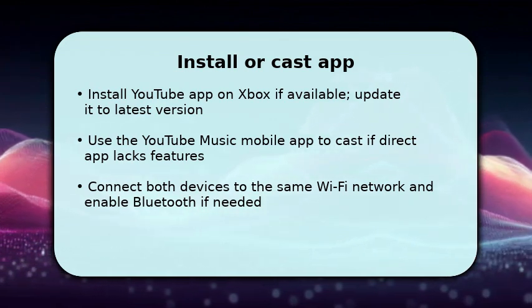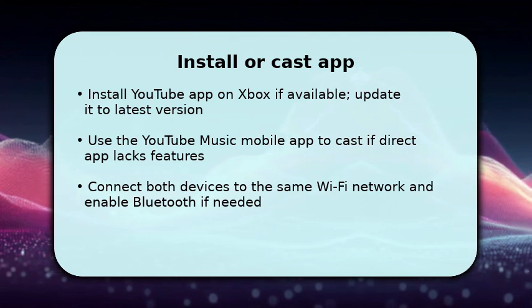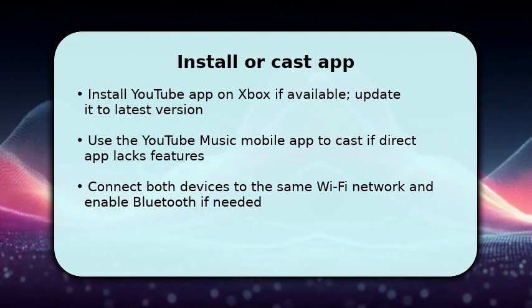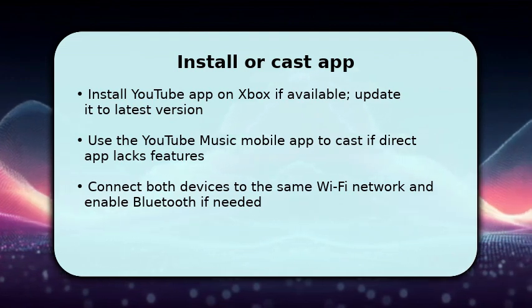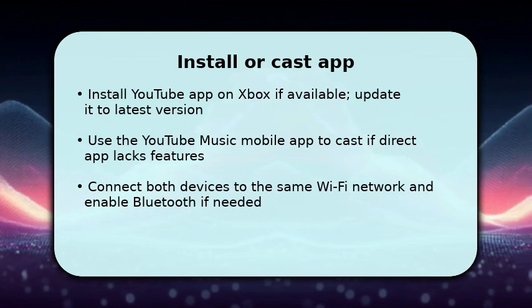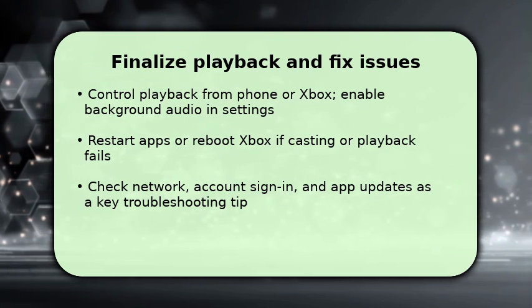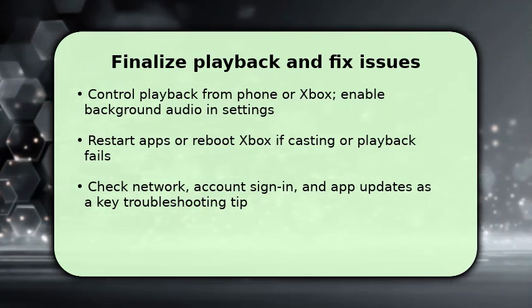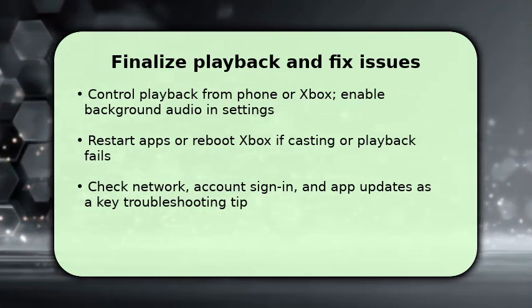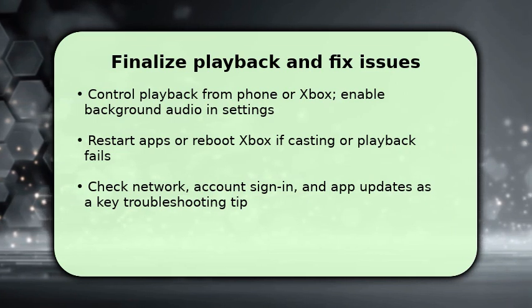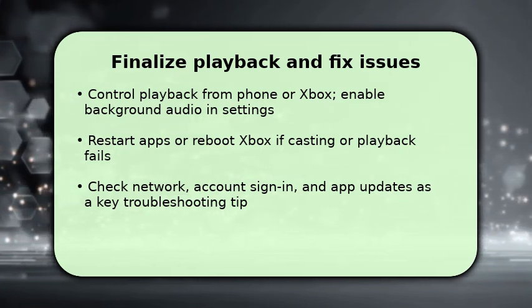Make sure both phone and Xbox are on the same Wi-Fi network, and that the YouTube app on each device is signed into the same Google account for seamless control. You'll finalize by starting a track and confirming audio plays through the Xbox. You can control play, skip, and volume from your phone or the console. Once playback works, enable background audio or minimize the app so music continues while gaming.